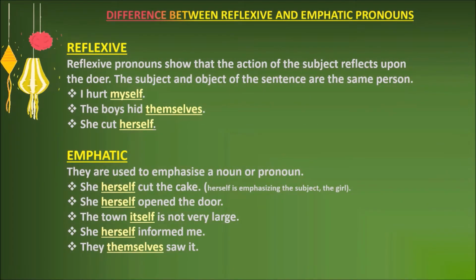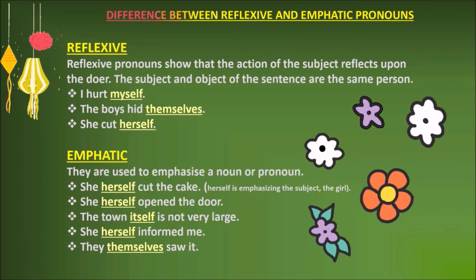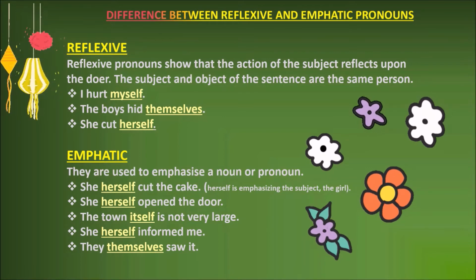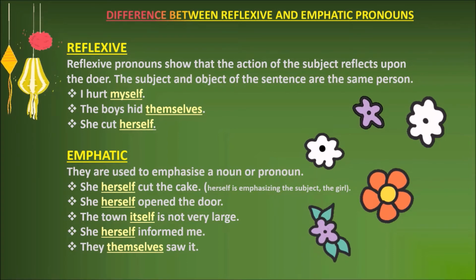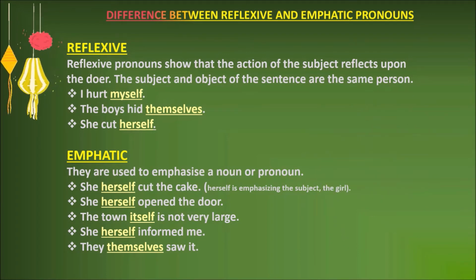In case of reflexive pronouns, they show that the action of the subject reflects upon the doer. The subject and the object of the sentence are the same person. Like I heard myself. The boys hid themselves. She cut herself. So herself is a reflexive pronoun, since the girl's action, which is the cutting, refers back to the doer, the girl only.